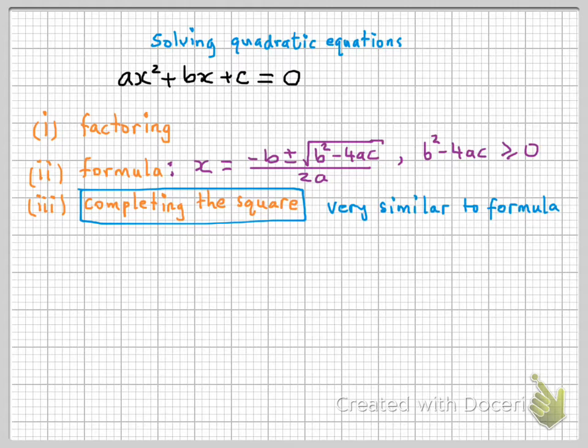One key thing to note is that b squared minus 4ac has to be greater than or equal to 0. The reason for that, you will remember from our dealing with radicals, is that you cannot take the even root of a negative number. So that's why this has to be non-negative. And like I said before, the completing the square method is very similar to the formula, so we will not be talking about that here.